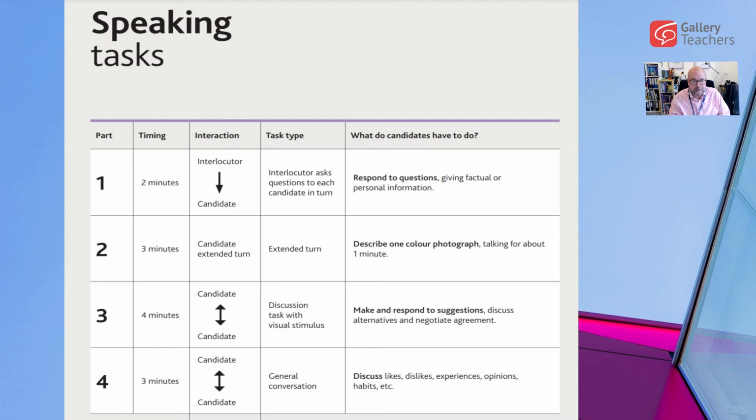It's a paired exam. Sometimes it might be done in threes if there's an odd number of students on test day. And the interaction patterns are sometimes the interlocutor to the individual candidate, the candidate speaking on their own, and then candidate speaking to another candidate in a pair. Now, already what we should be seeing here is that there are different speaking skills required in, say, part 2 of the test, part 3 and part 4. Part 2, the extended turn, requires students to develop the ability to speak at length.